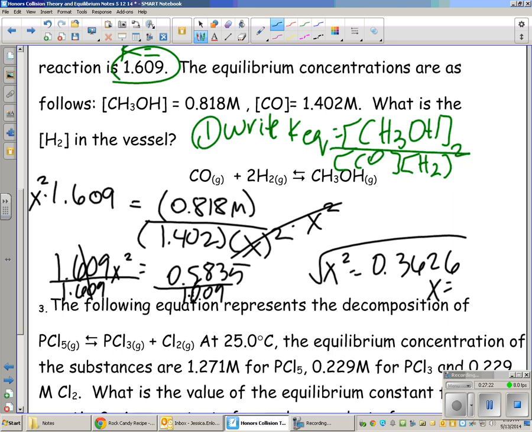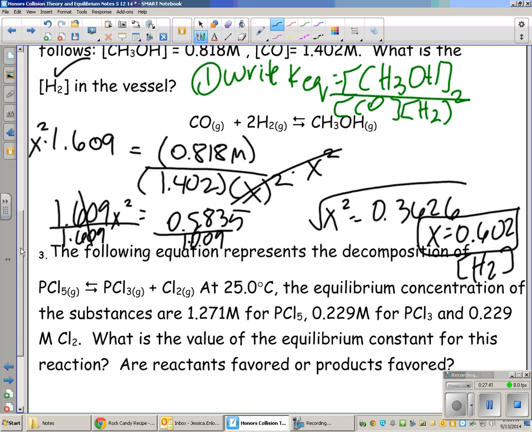So x is equal to 0.602, and that's also equal to the concentration of H2, because that's what it asks us to solve for. So if we put x in for H2, then that's exactly what we should solve for. Solve for x. Do not multiply by 2. Don't do anything crazy to it. Don't square it. We just substitute that in and solve.